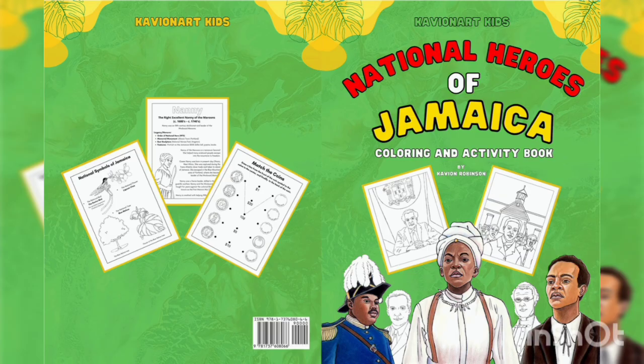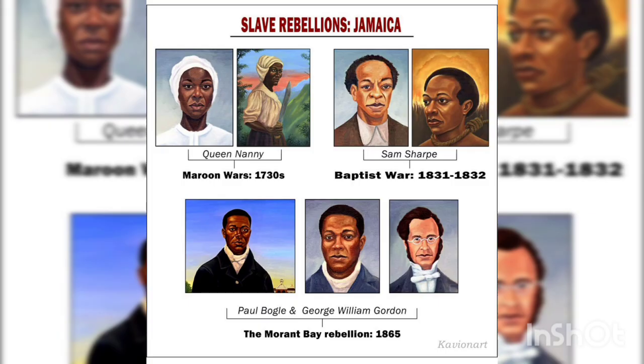The aftermath. The colonial response was brutal. Around 500 people were killed, many executed without trial, including Bogle and George William Gordon, a supporter of the oppressed. The backlash in Britain against Governor Eyre led to his recall, and Jamaica became a crown colony, marking a significant shift in governance.